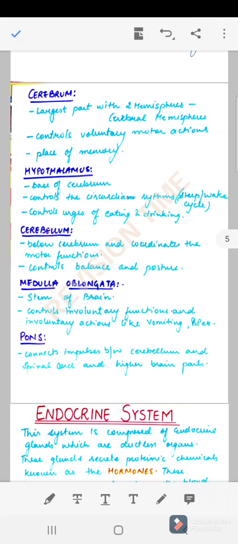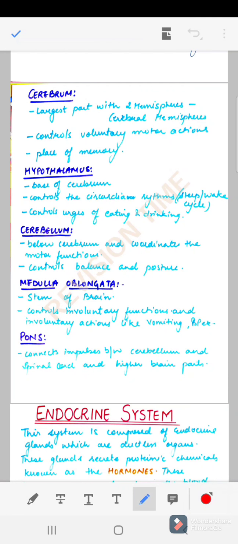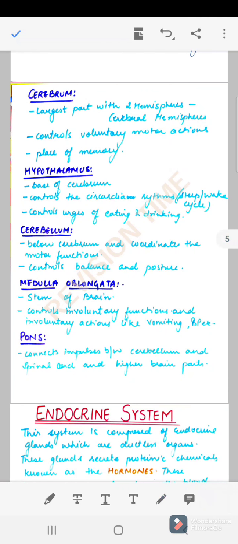And next is the cerebellum. It is present below the cerebrum, and it coordinates the motor functions, and it is also controlling the balance and the posture of our body, right? Medulla oblongata is present in the stem of the brain, and it is controlling the involuntary actions like vomiting, blood pressure, right? So the voluntary parts are controlled by the cerebrum and involuntary by the medulla oblongata. Pons connects the impulses between the cerebellum, the spinal cord and the higher brain parts, right?